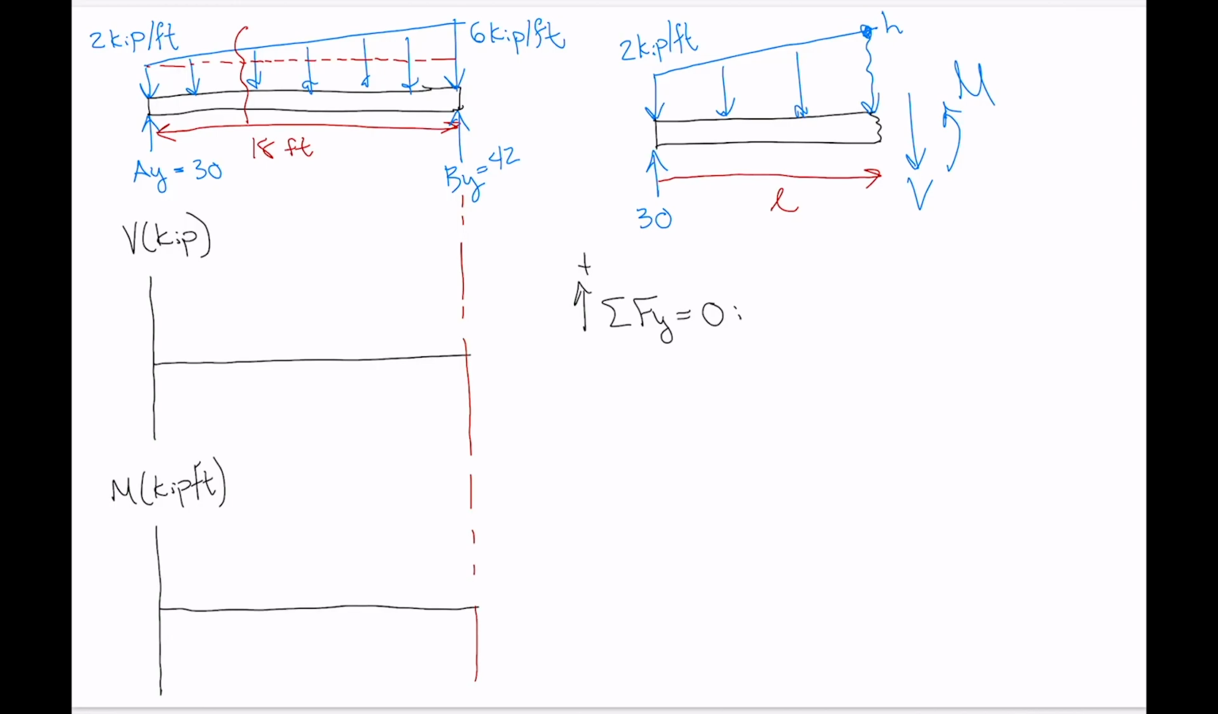Okay, so what do we have in the positive direction? We've just got our 30, and then we've got subtract. All right, let's look at breaking this up into 2 segments again, that distributed load. So we've got the rectangular portion first, and that is going to be, as a resultant, 2 multiplied by L. And then for the triangular portion here, we've got 1/2 base times height.